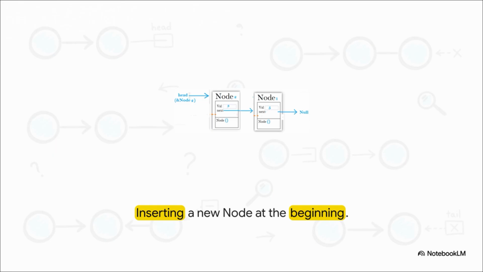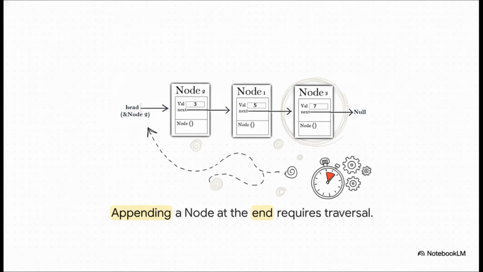Then we simply update our main head pointer to point to node 2. And just like that, boom, we've dynamically grown our list in O of 1 constant time. No shifting required at all. But wait, what if we want to insert at the very end of the list?